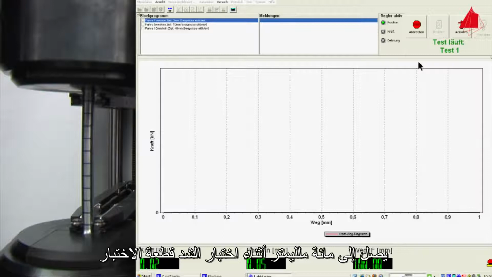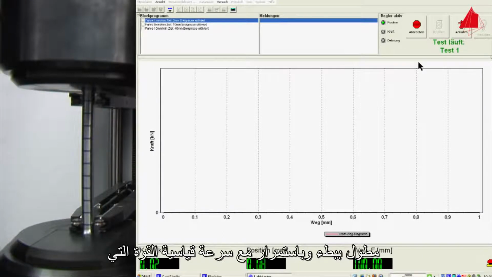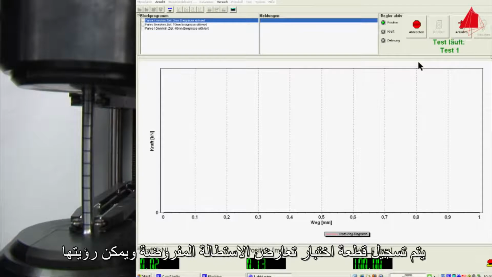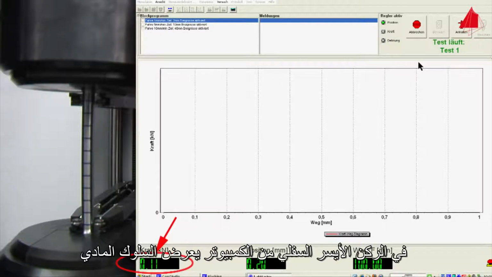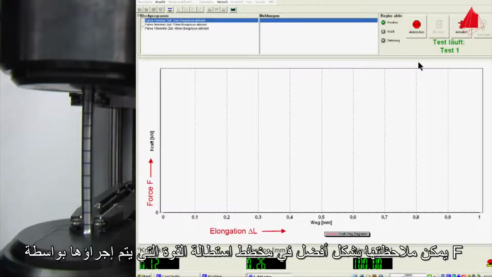During the tensile test, the test piece is slowly and constantly elongated with a standardized speed. The force that the test piece opposes to the imposed elongation is recorded and can be seen at the bottom left-hand corner of the computer display. The material behavior can best be observed in a force elongation diagram.